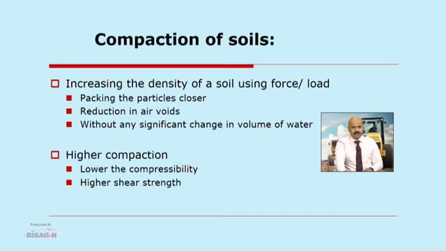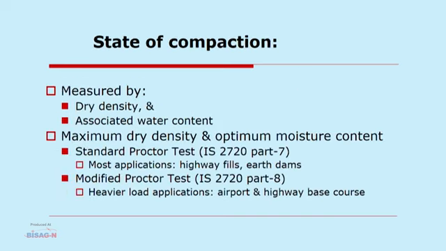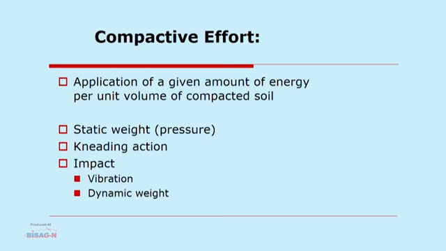Higher compaction, lower the compressibility, higher shear strength. State of compaction is measured by the dry density and associated water content. The maximum dry density and the optimum moisture content can be measured by the 2 methods which are shown in the slides. First is the standard Proctor test, IS 2720 part 7. Second, the modified Proctor test according to IS 2720 part 8.